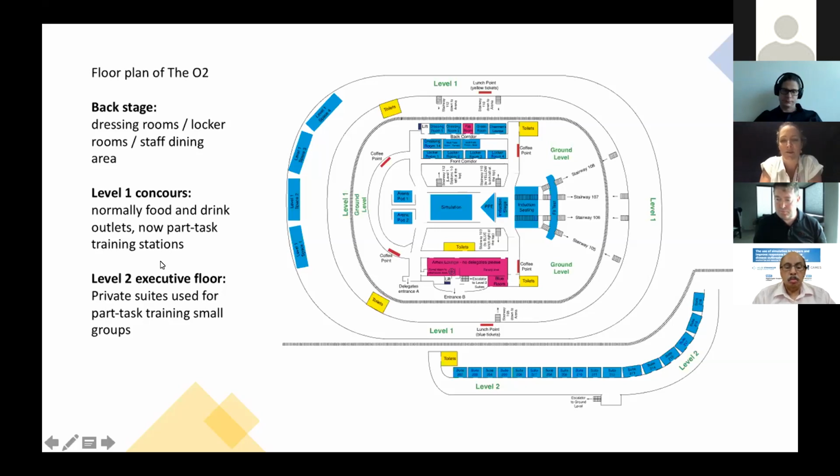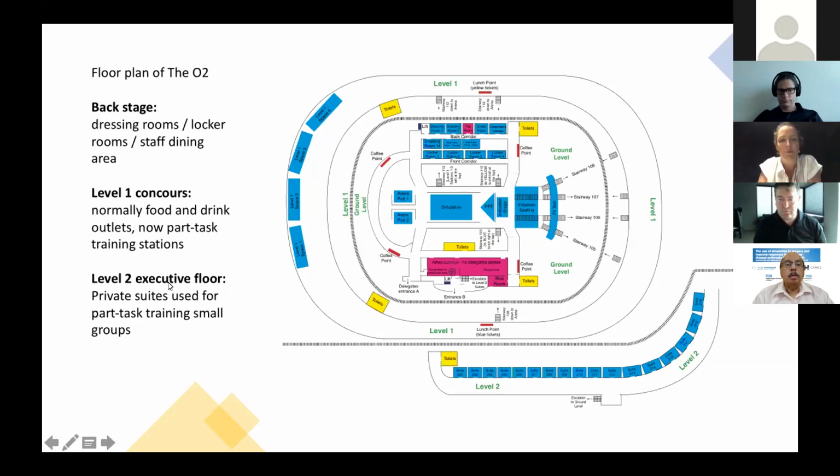And one of the best things we did was when we moved up into level 2 into the private executive suites, because we could actually fit small groups of 8 to 10 people in each suite. We could have 3 suites for one station, such as airway, and they'd rotate around between each of those. So it allowed us to maintain social distancing at the same time as continuing the teaching.